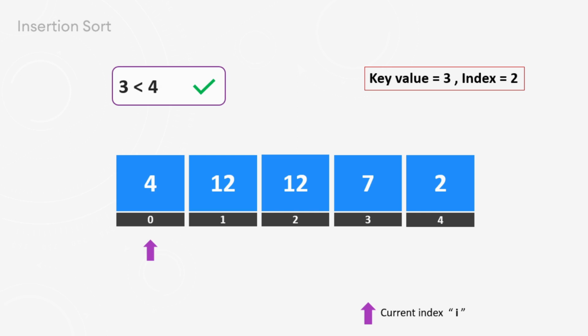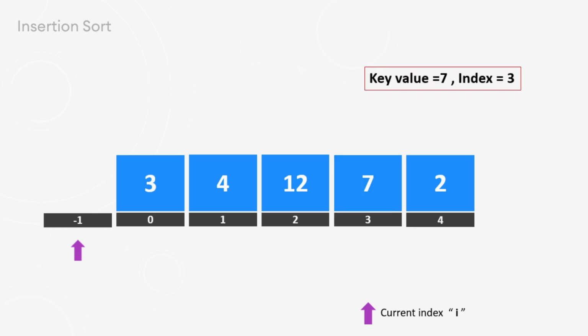Again, my key value is smaller than the value at index I. Copy the value at index I to the right. Now decrement I. I have reached minus 1 index. When I have reached minus 1 index, my condition fails and I have to insert the key element at I plus 1, that is here. Choose the next key element.